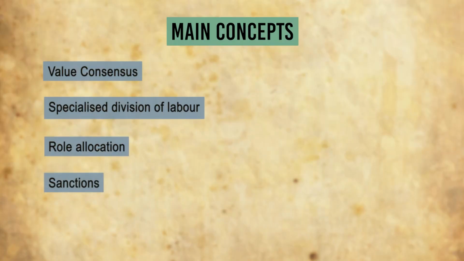Next, sanctions are also like norms. And finally, very interestingly, there is the concept of anomie. What is anomie? Anomie is normlessness. Now, it is interesting. Why? Because here the functionalists are talking about maintaining norms, maintaining order, stability, harmony. And a very important concept also is anomie, that is normlessness.